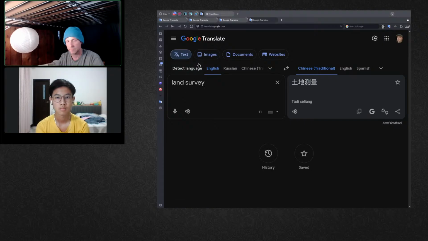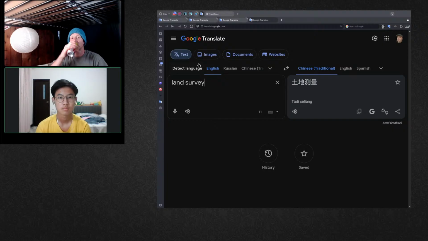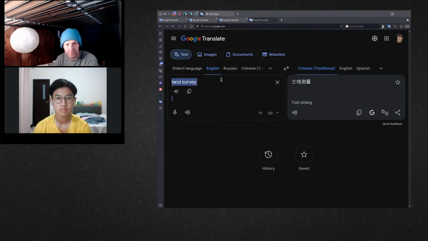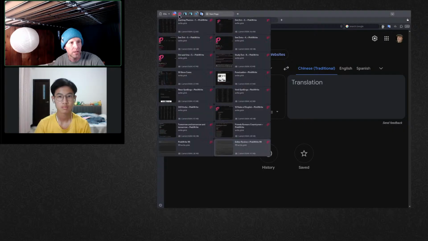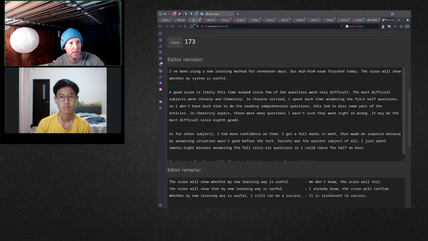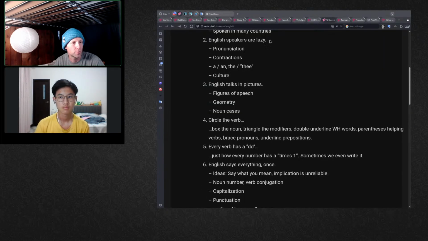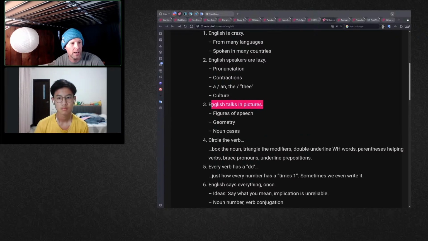Only people who do this really know what the term aspect means. Everything else is a figure of speech. So if we say the aspect of life as a student or aspect of life in Taiwan, we're using a figure of speech to talk about it. And that goes back to the 12 rules of English. Rule number 3, English talks in pictures and uses figures of speech.